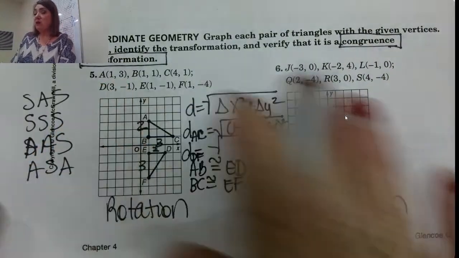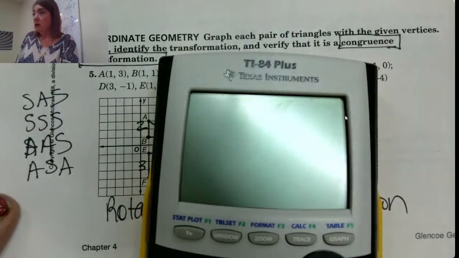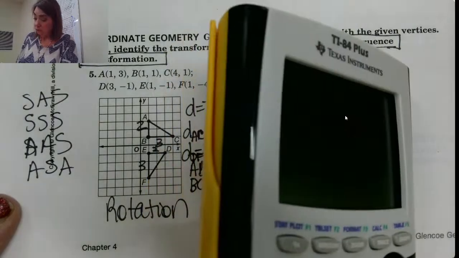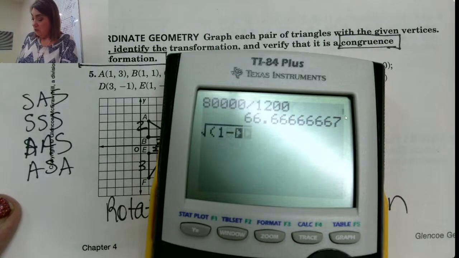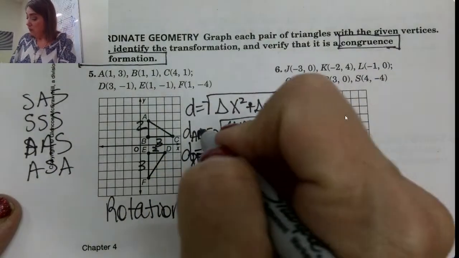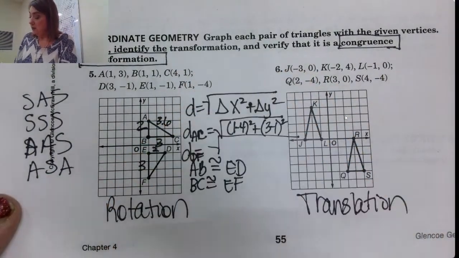Now we don't have to do this all longhand. We can use our calculator. We can punch it straight into our calculator. 1 minus 4 squared plus 3 minus 1 squared. And we got 3.6. So this one is 3.6.